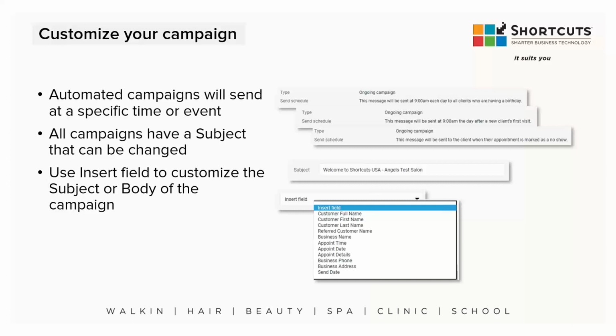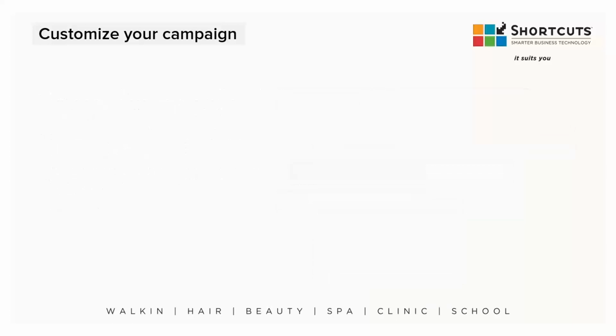So to make sure that the email has my name, as I'm typing the subject, I would type in the words happy birthday, and then there's a pull down field that says insert field that will let you choose the customer's full name or just the first name or the last name or even your business details. So I would just use the insert field and insert customer first name. So now whoever gets this email, it'll say happy birthday plus the customer's name.